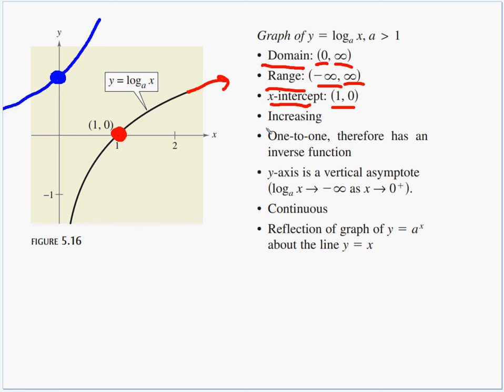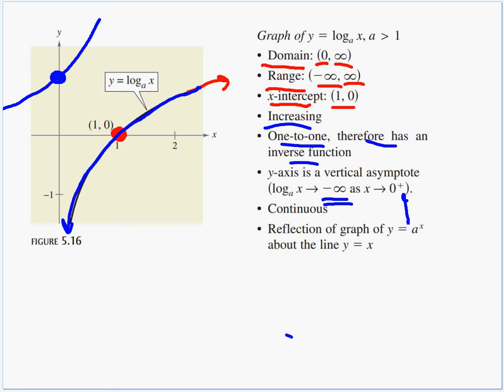The function is increasing all the time. As we go left to right and draw on the graph, we're going uphill the whole way. It's 1 to 1, therefore it does have an inverse. We already know that's the exponential. And it does have a vertical asymptote of negative infinity as we approach 0 from the right side. So as the graph is coming in from the right side, we're headed down, down, down, toward negative infinity.